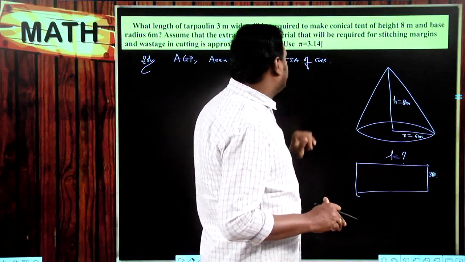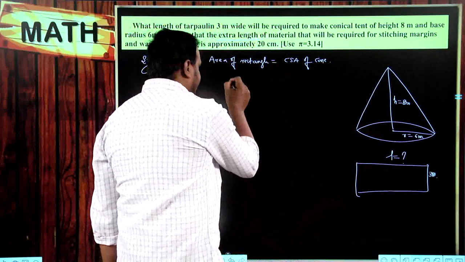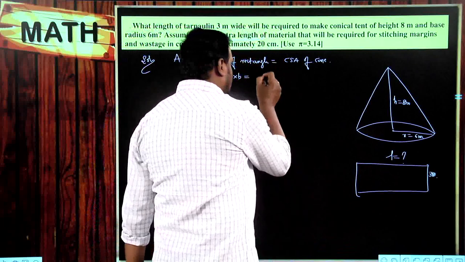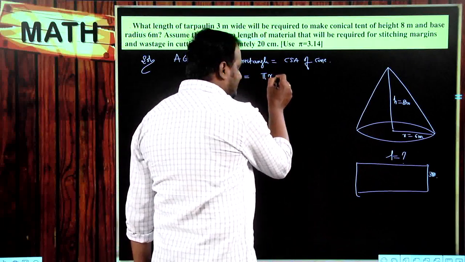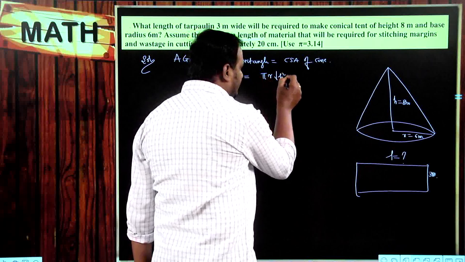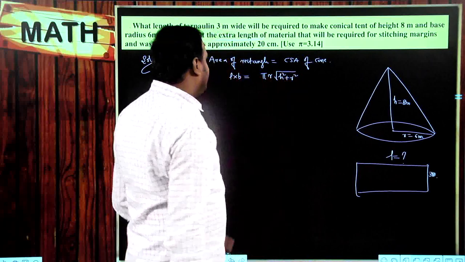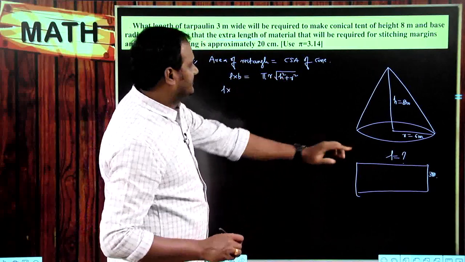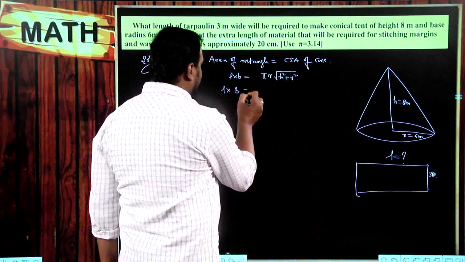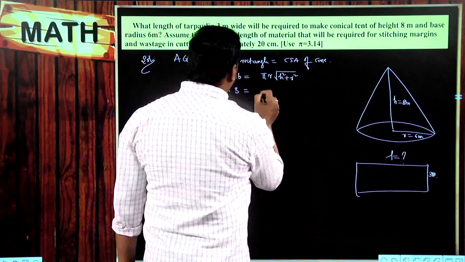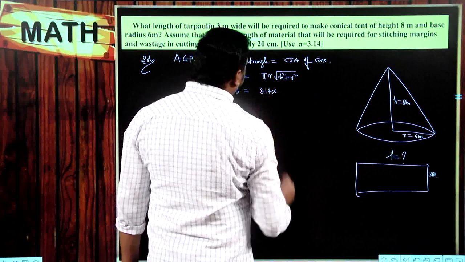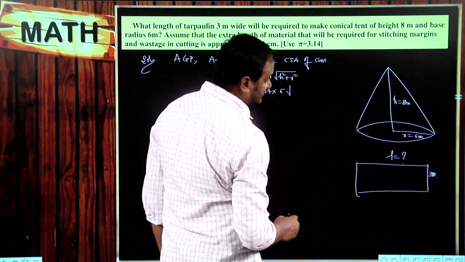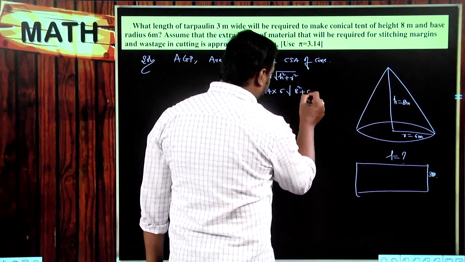So, here you need to find out what is the area of rectangle. Area of rectangle equal to length multiplied by breadth is equal to curved surface area of cone, which is pi r l. L is going to be the slant height, that slant height is equal to root over h square plus r square. Got it? And here L into breadth of rectangle, which is 3 meters, is equal to pi, we should use only 3.14 because it was mentioned, into radius 6 into square root of h square plus r square, that is 8 square plus 6 square.